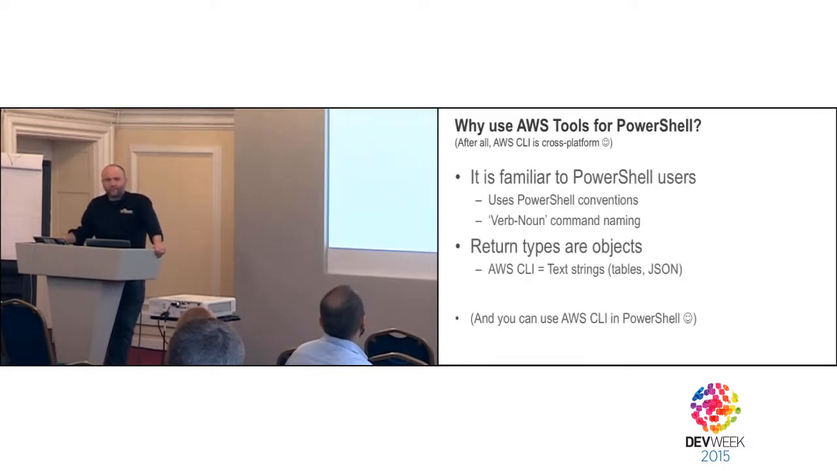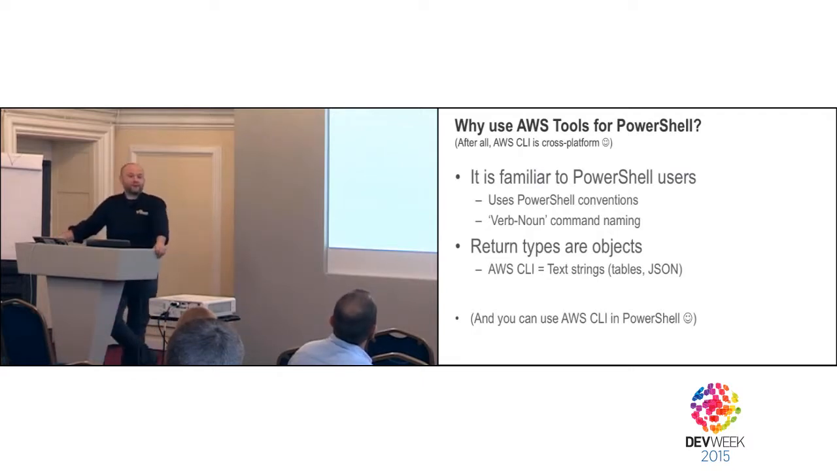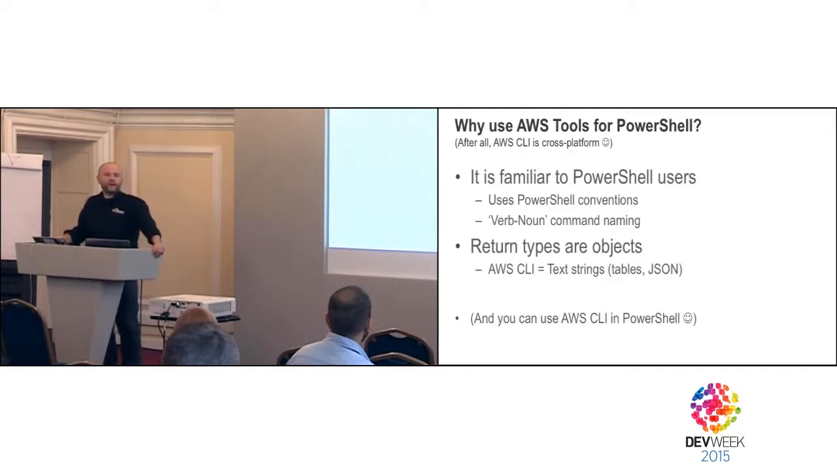So you could probably ask, why use the AWS Tools for PowerShell? We've got the AWS CLI that will work on Windows as well as Mac and Linux. Why should I limit myself to the PowerShell tools? I think there's probably two main reasons. One is that it's more familiar to PowerShell users. It uses the conventions of PowerShell commandlets, using the verb-noun command naming structure. And also that it returns objects, which you can then query and manipulate.